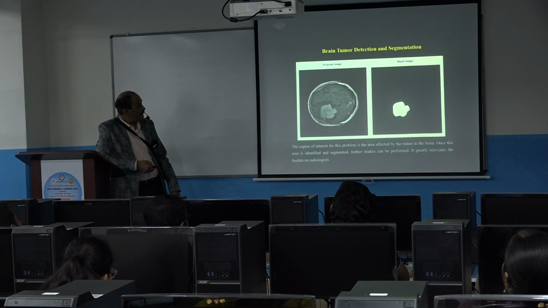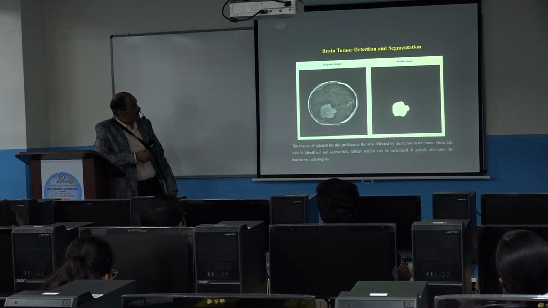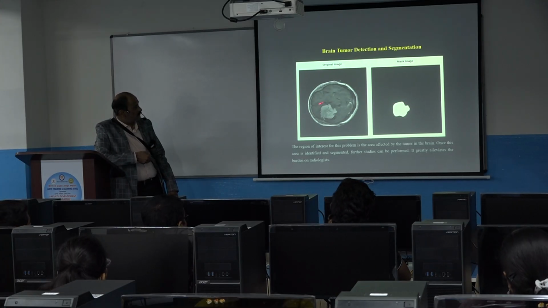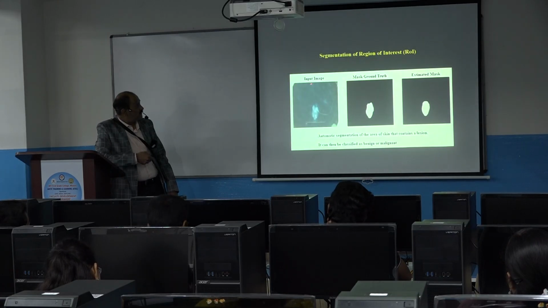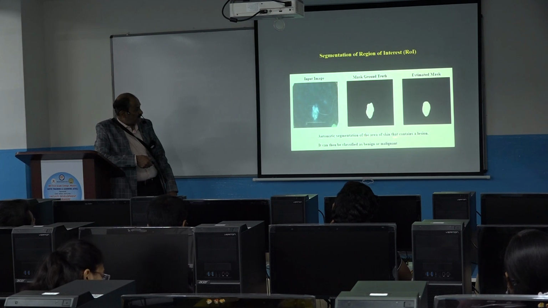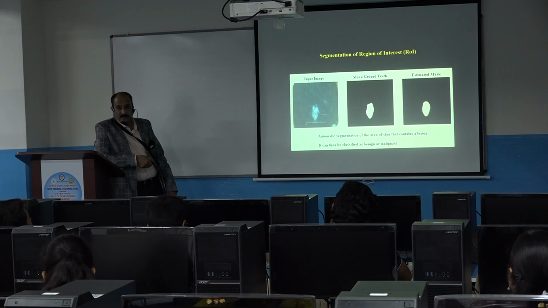That's the idea. And now look at here, brain tumor detection and segmentation. This is the original image and this is the segmented mask, and with this we will be able to quickly assess the issue. And this is what is called segmentation of region of interest, with automatic segmentation of the area of skin that contains a lesion. It can then be classified as benign or malignant.